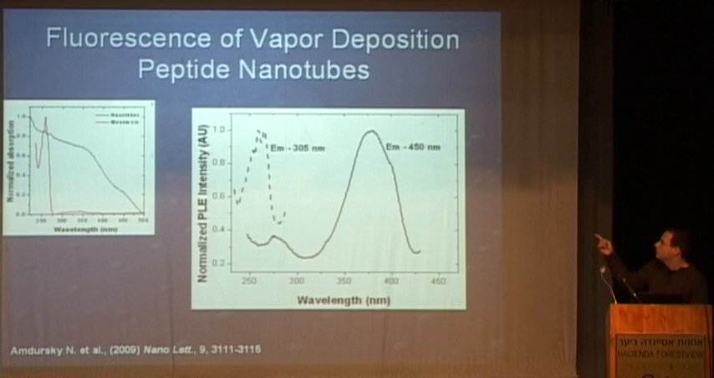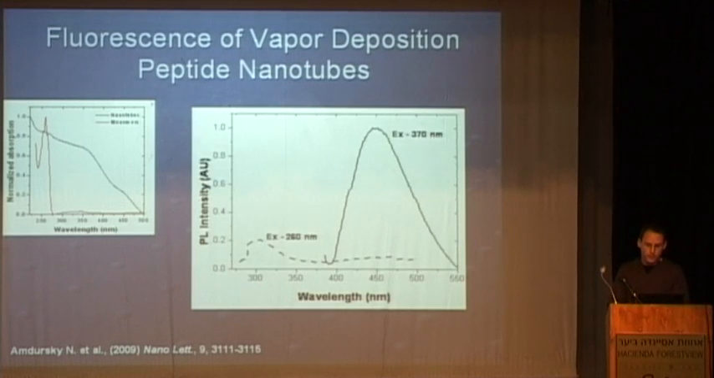We can also see the absorption spectrum on the left. It falls exactly on the second step of the quantum well, where the first 305 nanometer peak is located on the first step of the quantum well structure. We can see also that the photoluminescence intensity is much higher than the photoluminescence in the UV. So we receive a really blue luminescence from the peptide nanotubes.